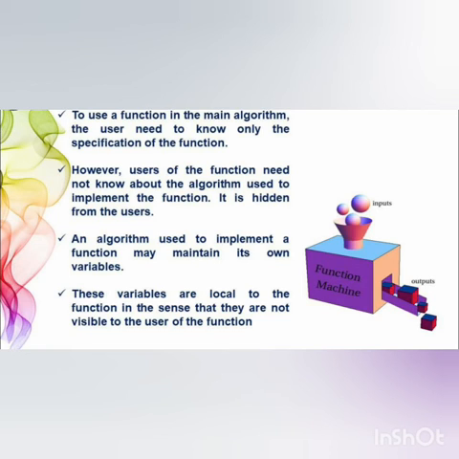So the user of the function needs only to know what the function does. The user need not know how it is done by the function. Because there is no need for the user to know how the function is implemented in order to use it. So, those details are hidden from the user.